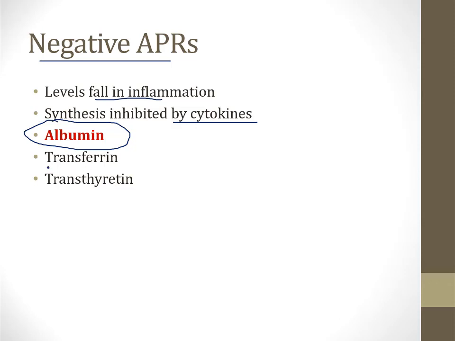Two others worth knowing are transferrin, which is involved in iron metabolism, and transthyretin, which is one of the substances that contributes to senile amyloidosis. And that concludes our video on inflammation principles.